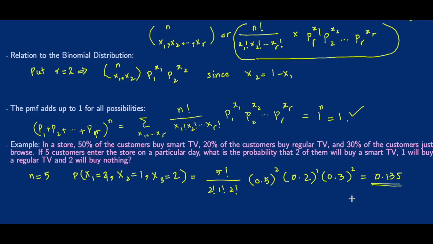Okay, so this is it about the multinomial distribution, starting with the introduction and some relationship to the binomial distribution, and how we can prove that the PMF adds up to 1, followed by a very simple example. Hope it was easy to understand and clear enough.